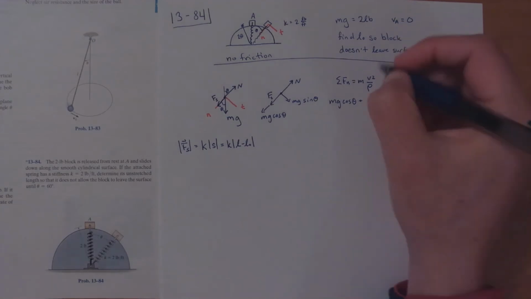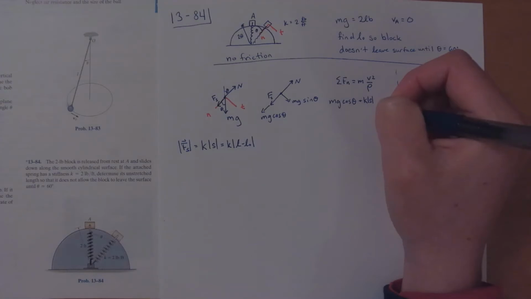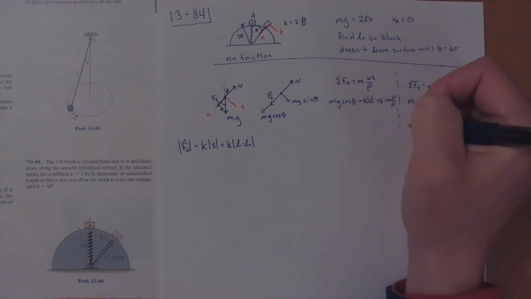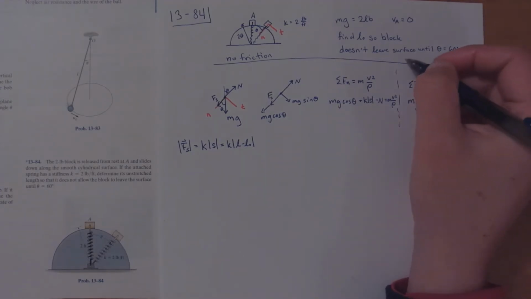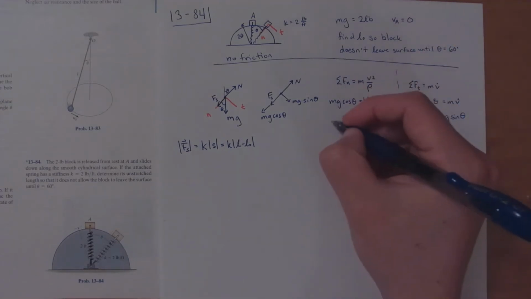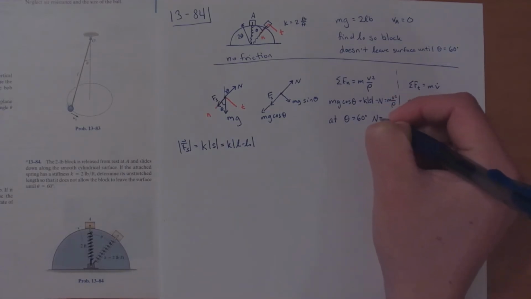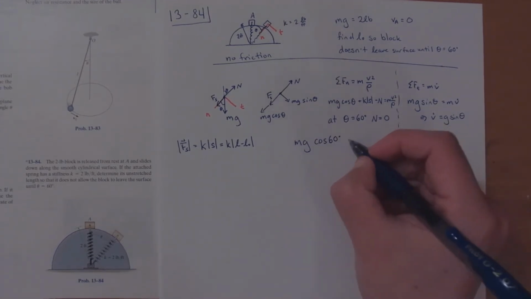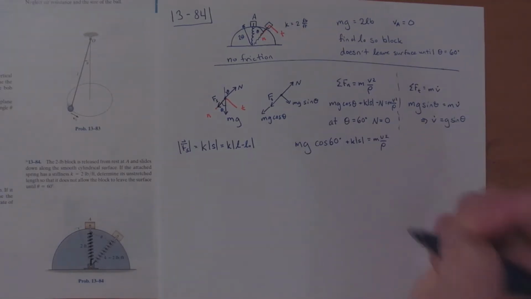Okay, so K times the absolute value of S minus N is equal to mv squared over rho. And I know that at 60 degrees, the block is going to leave the surface. So at theta equal to 60 degrees, N is equal to 0. So I have mg cosine of 60 degrees plus K times the absolute value of S is equal to mv squared over rho.